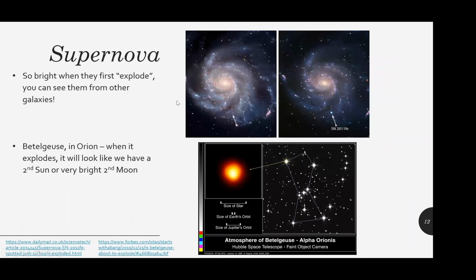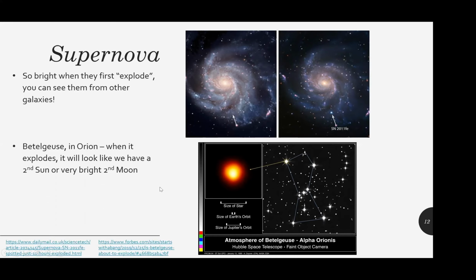So like I said, these explosions are so bright that they outshine an entire galaxy, so we can see them from so far away. So you can tell this supernova happened in 2011. This was taken before the supernova happened, and then afterwards. So you can tell just how bright supernovas can be.